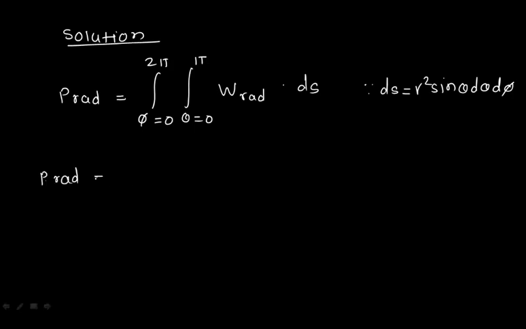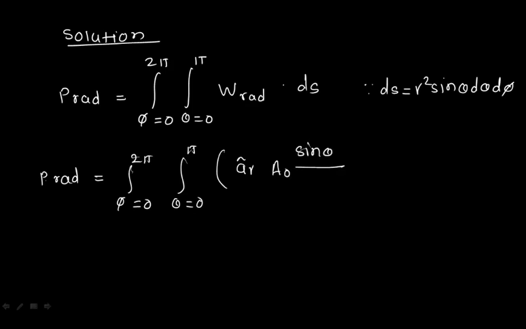So P radiated is equal to the integral of phi from 0 to 2 pi, theta from 0 to pi. I have just put in the given value, that is a_r, the unit radial vector, A0 sine of theta divided by r square, with respect to r square sin theta d theta and d phi. Okay, so whichever values were given there, I have just written them here. Now if I see the unit radial vector, a theta here, a_r. So if I am writing d theta d phi here, I need to write this particular with respect to this.